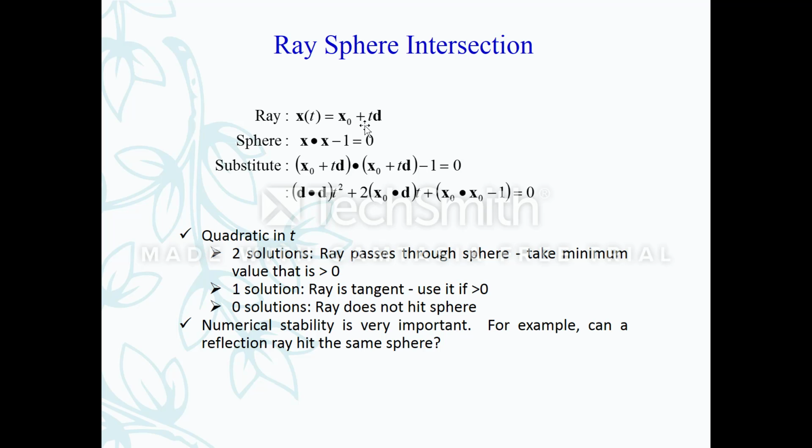It can have two solutions. When a ray passes through the sphere, it has two intersection points, or it can have one. When a ray is tangent to the sphere, it has only one solution, or it can also have zero solutions when the ray does not intersect the sphere. Here numerical stability is very important. For example, can a reflection ray hit the same sphere again, so that it can have many intersections? It is a very important issue.